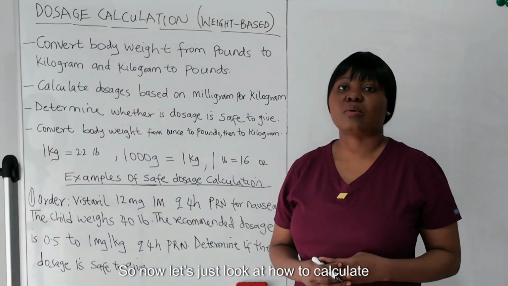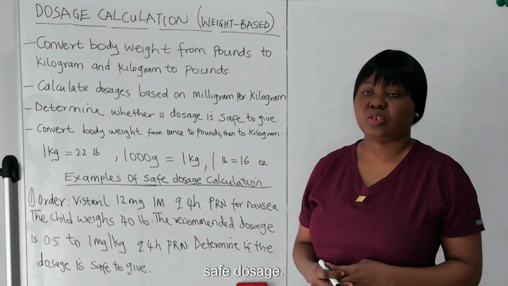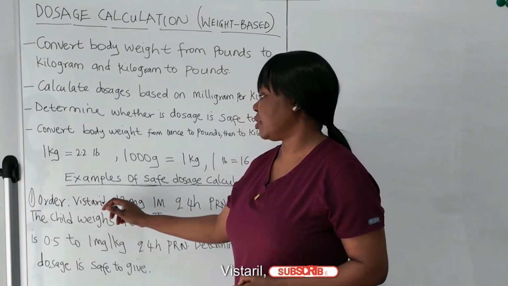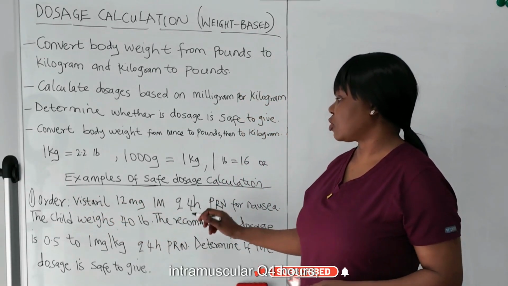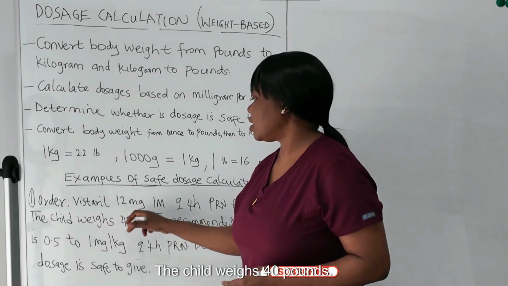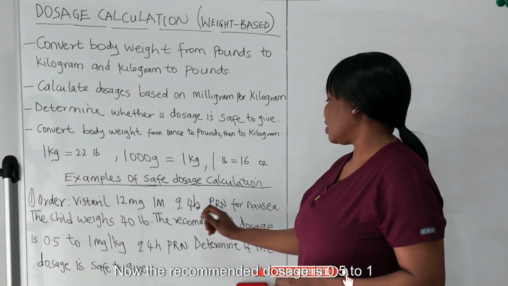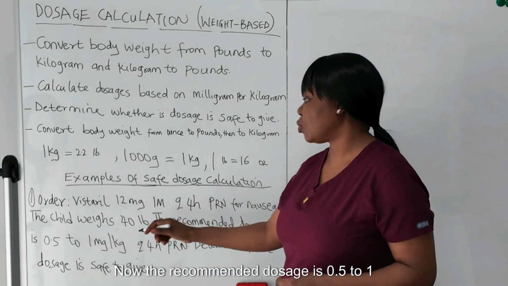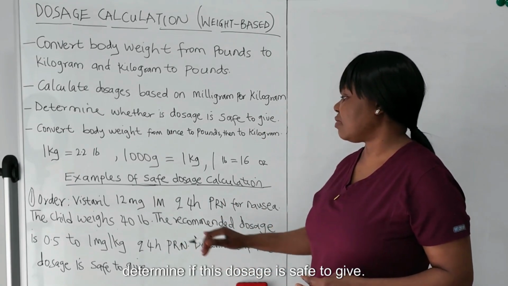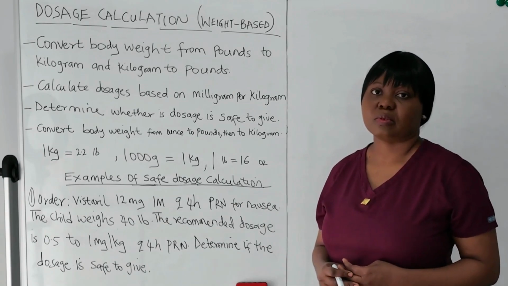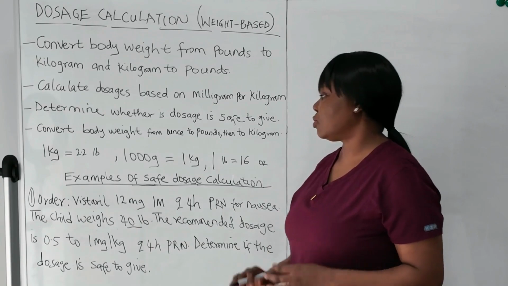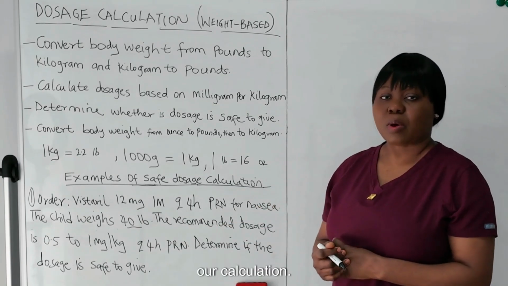So now let's look at how to calculate safe dosage. Let's see an example. In this example, the order says Vistaril 12 milligram intramuscular Q4 hours, PRN for nausea. The child weighs 40 pounds. The recommended dosage is 0.5 to 1 milligram per kilogram Q4 hours PRN. Determine if this dosage is safe to give. First, we're going to convert 40 pounds to kilogram before we can do our calculation.